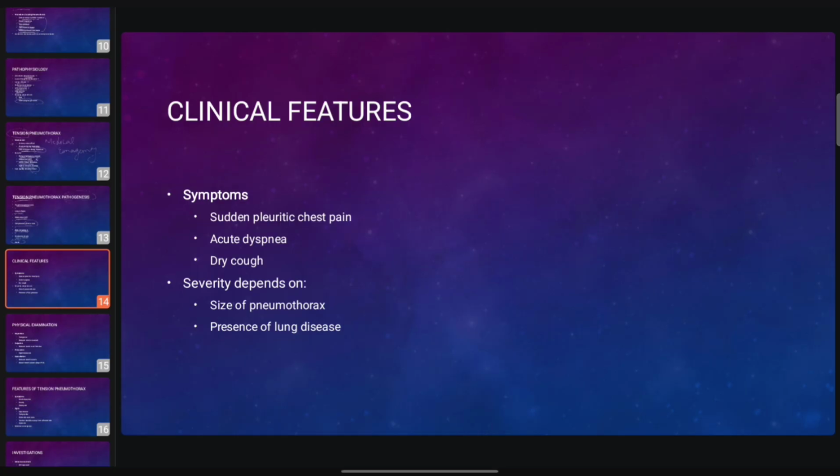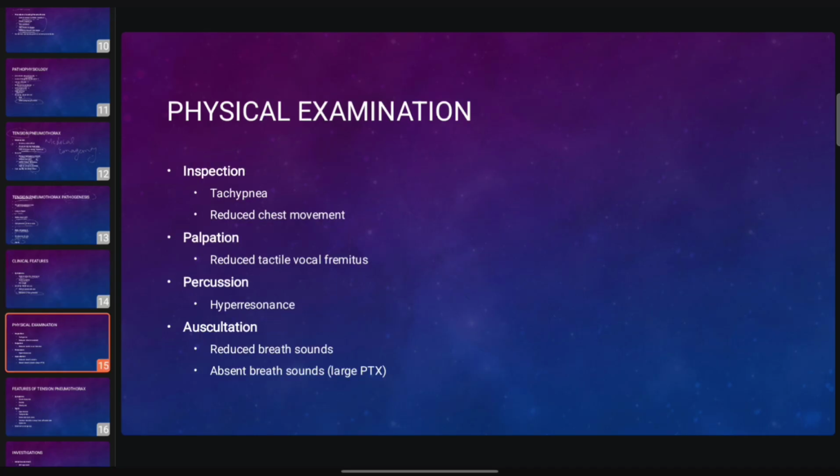The clinical features in the pneumothorax include sudden pleuritic chest pain, acute dyspnea, dry cough, and severity depends on size and presence of lung disease. So physical signs include tachypnea, reduced chest movements. On palpation, you can have reduced tactile vocal fremitus, and percussion will have hyperresonance. On auscultation, decreased breath sounds and absent breath sounds can also be present.